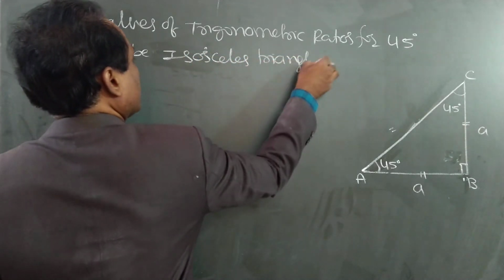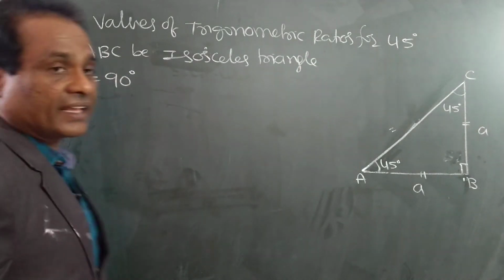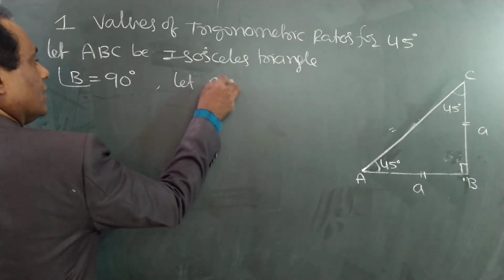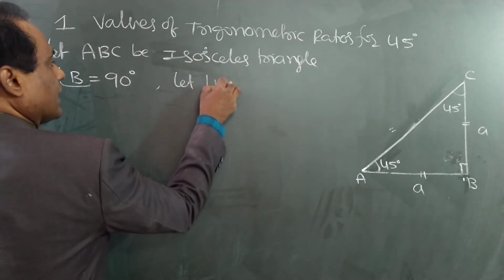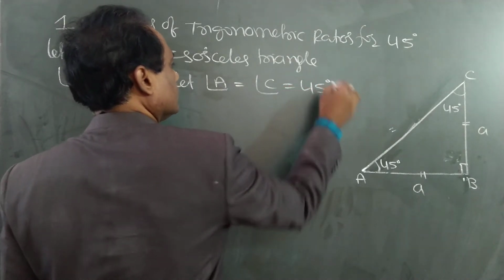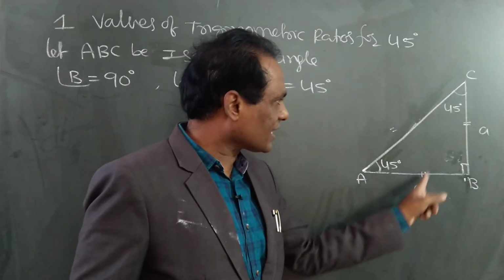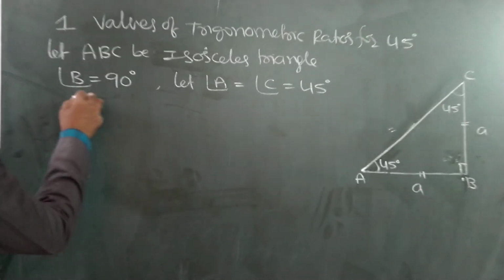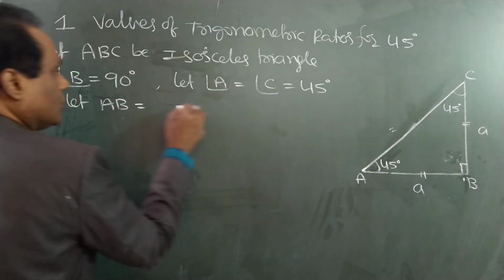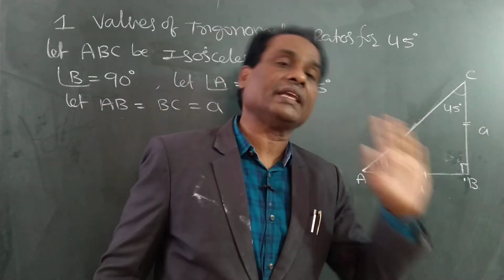Isosceles means two sides are equal, and angle B is 90 degrees. Let angle A be equal to angle C, equal to 45. This is 45, this is 45, because two sides are equal means two angles are also equal. And let side AB be equal to side BC, equal to A. I am taking AB as A, BC also A.